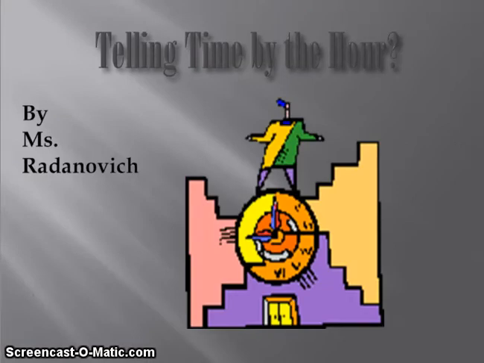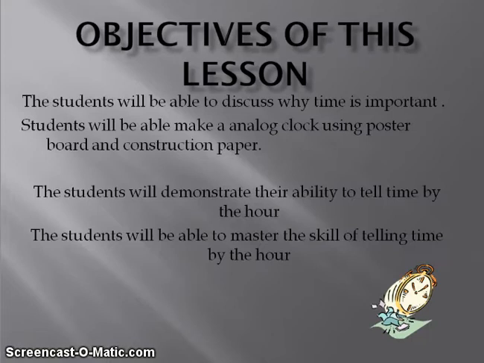My name is Ms. Radanovich, and my lesson today is telling time by the hour, grades K through 2. The objectives of this lesson will be as follows. The students will be able to discuss why time is important. Students will be able to make an analog clock using poster board and construction paper. The students will demonstrate their ability to tell time by the hour. The students will be able to master the skills of telling time by the hour.